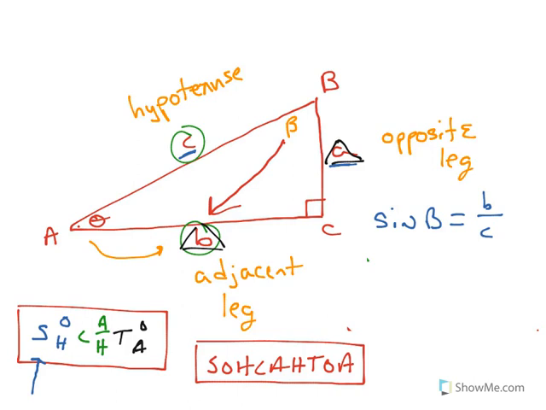If you want to do the cosine ratio off of angle B, it's going to be adjacent to hypotenuse. So what's adjacent to angle B? Side A. So there's adjacent to hypotenuse.